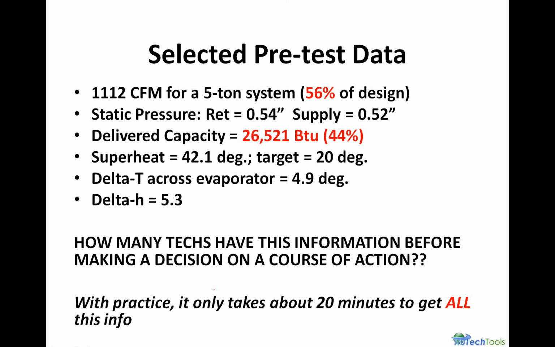We had a delta T across the evaporator of 4.9 degrees and a delta H, a change in enthalpy, of 5.3. So how many techs, the question I always have is how many techs have this information before making a decision on the course of action, right? If you're not measuring BTUs, you simply don't know what the system's doing. With practice, this takes about 20 minutes to get all this information, okay?